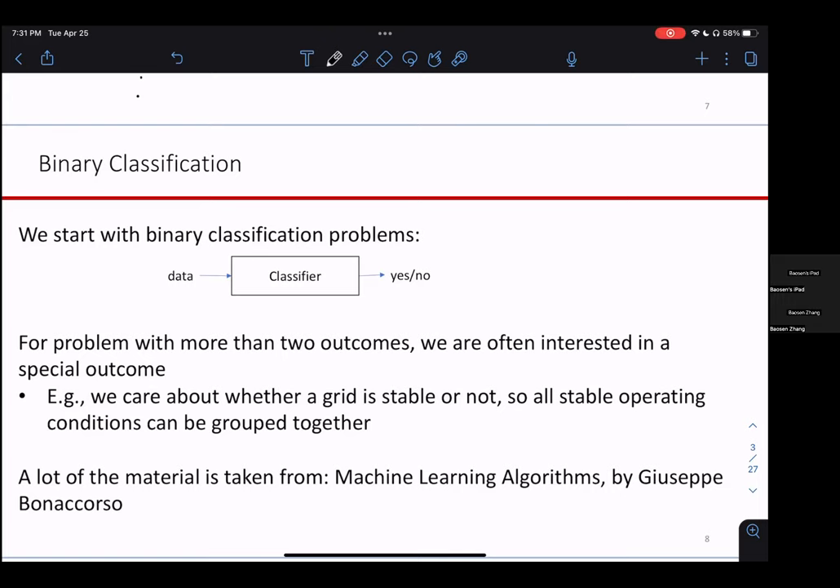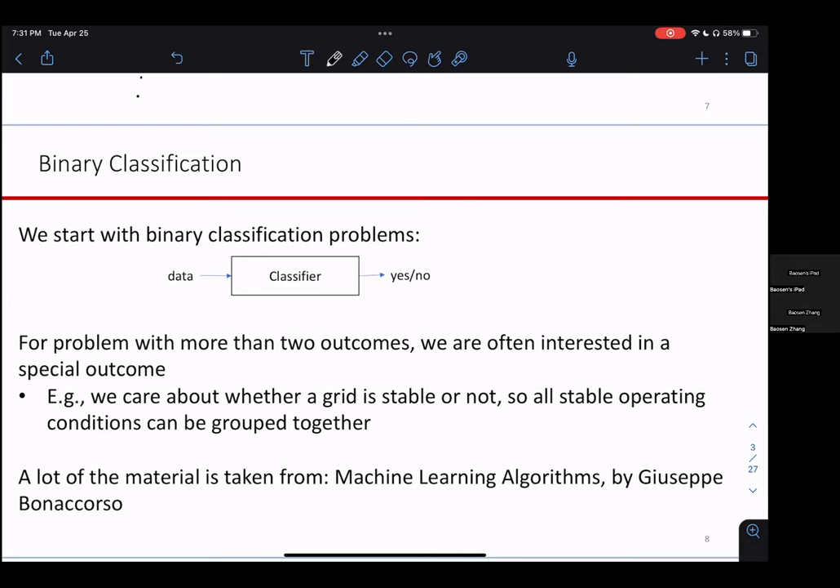Right, so the classical way of finding out whether the grid will be stable is that the power system is defined by a bunch of differential equations. So if you know the current state, in principle, you can solve that differential equation and look at the future. You can do that in principle.